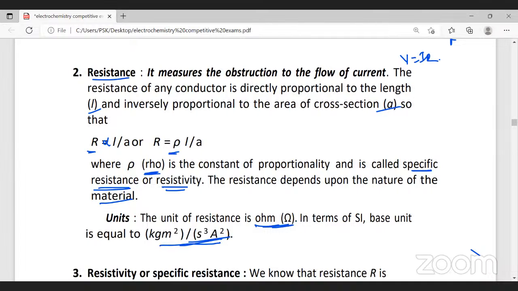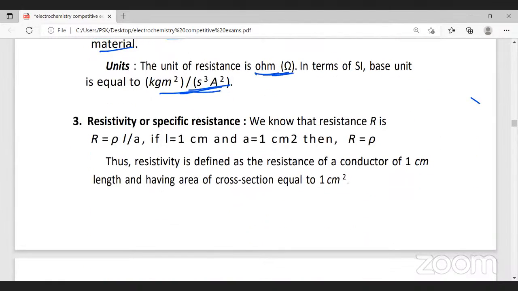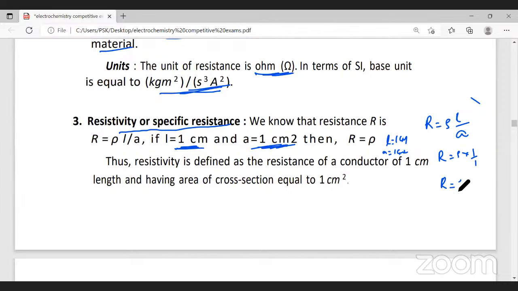The next is resistivity or specific resistance. Now, how do we define resistivity or specific resistance? We know that resistance R is equal to rho into L by A. If the length of the conductor is 1 centimeter and area is 1 centimeter square, then what happens? R is equal to rho into 1 by 1. So R becomes what? Rho.